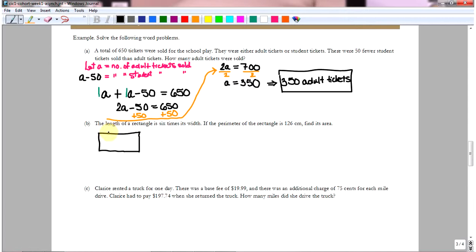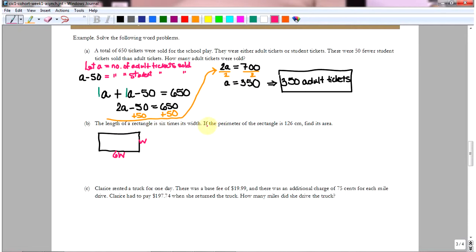We know the length is 6 times its width. I don't know what the width is, so we're going to assign a variable to it, and I'm going to use a descriptive one. We're going to let W represent the width. So if W is the width, how can I represent the length if the length is 6 times the width? Well, 6 times means we're just multiplying 6 times whatever the width is, so that'll give us 6W. So that's the first part. We have our variables in place.